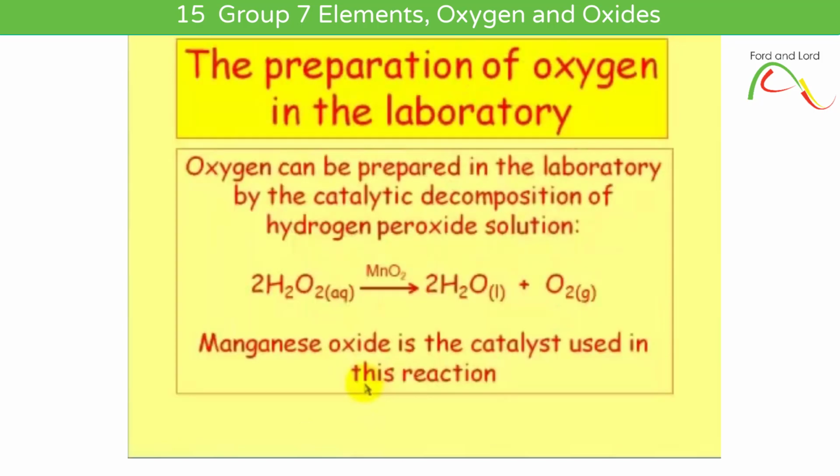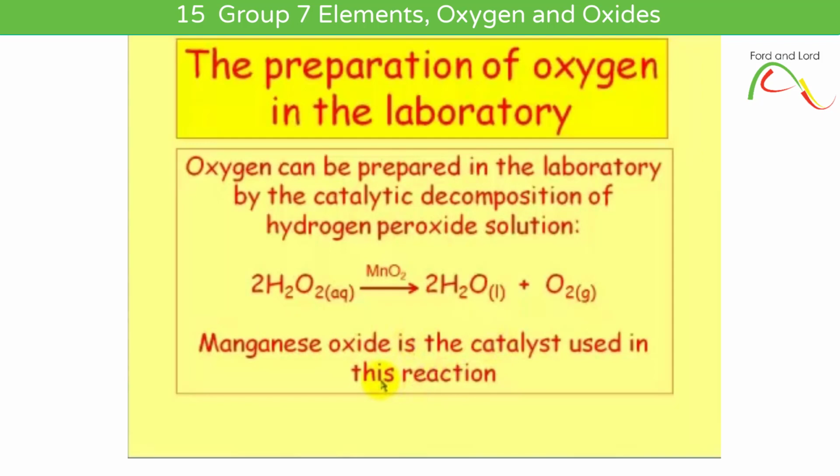How do we prepare oxygen in the laboratory? Well, oxygen can be prepared in the laboratory by what's called catalytic decomposition of hydrogen peroxide solution. For example, H2O2 goes to water plus oxygen. Now here, when we say catalytic decomposition, we break this down using a catalyst, decomposition, breaking down, and the catalyst is MnO2. So manganese oxide is the catalyst used in this reaction.